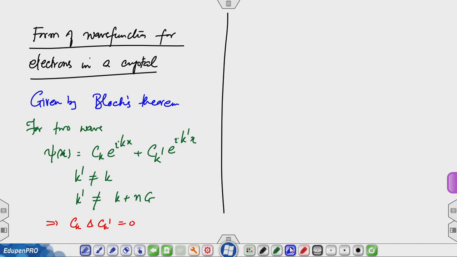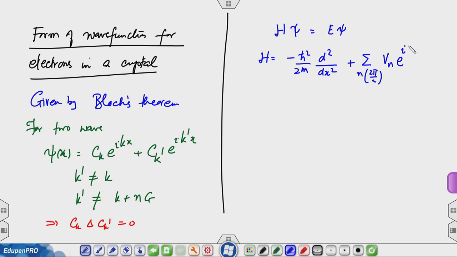So again, let me go back and write H psi equals E psi, where H is minus ħ² over 2m d²/dx², since we are talking about a single dimensional system, plus the summation over n of V_{n 2π/a} e^{i(2π/a)nx}. This is the form of the potential.